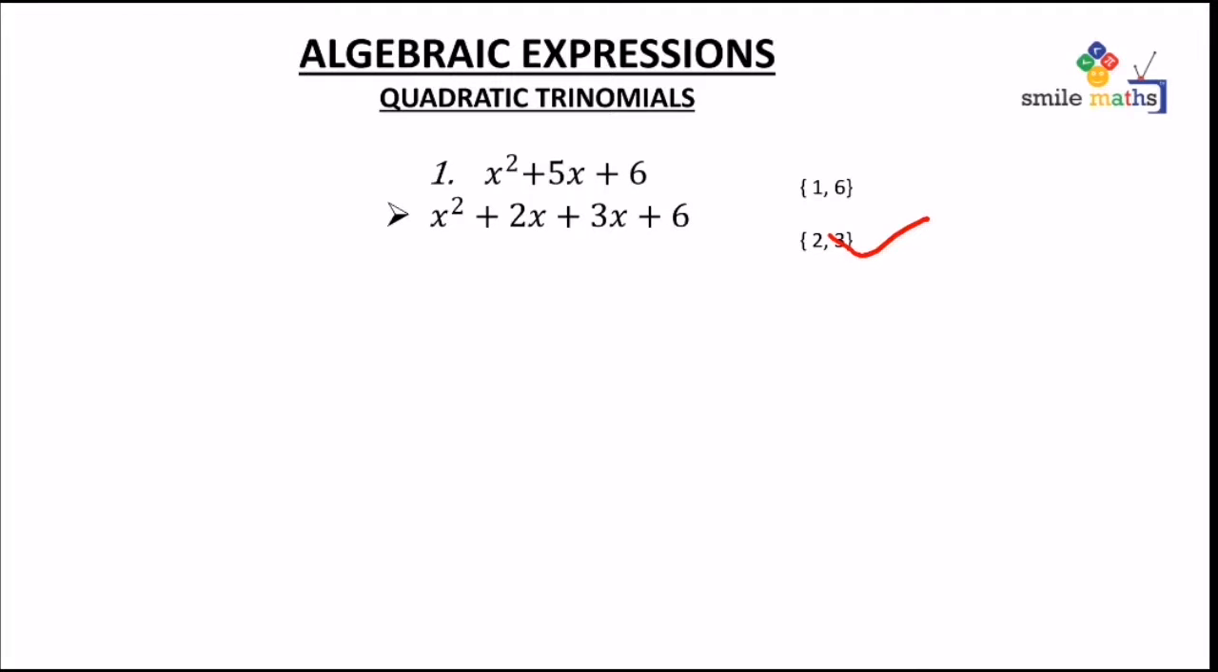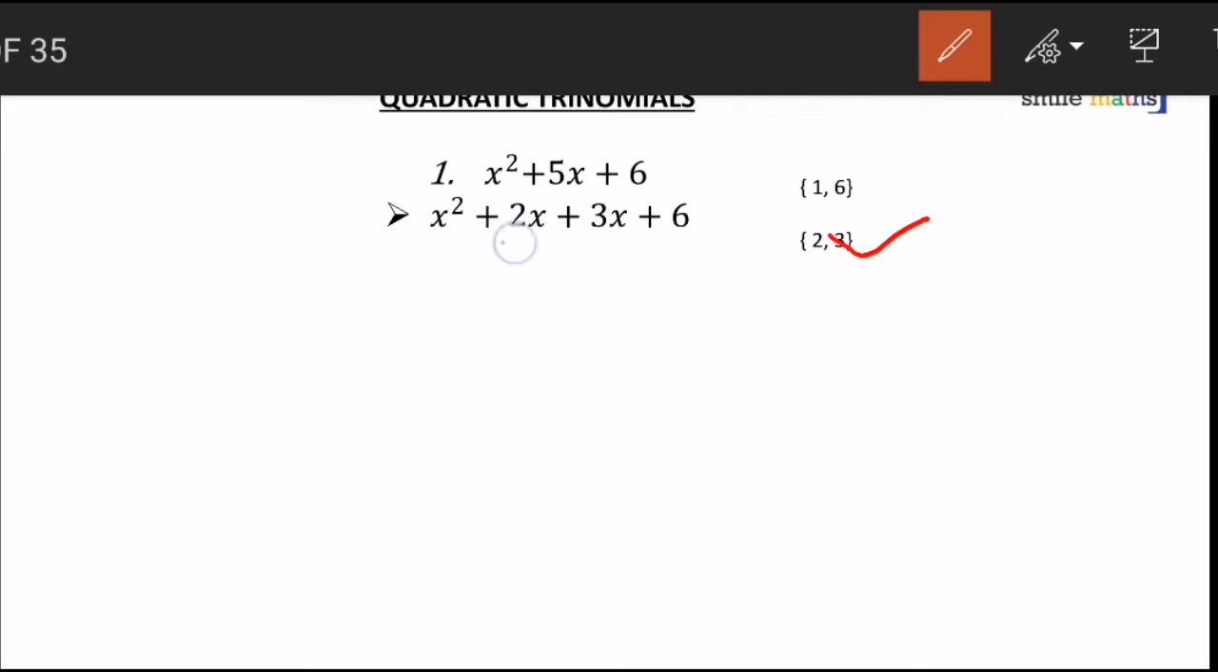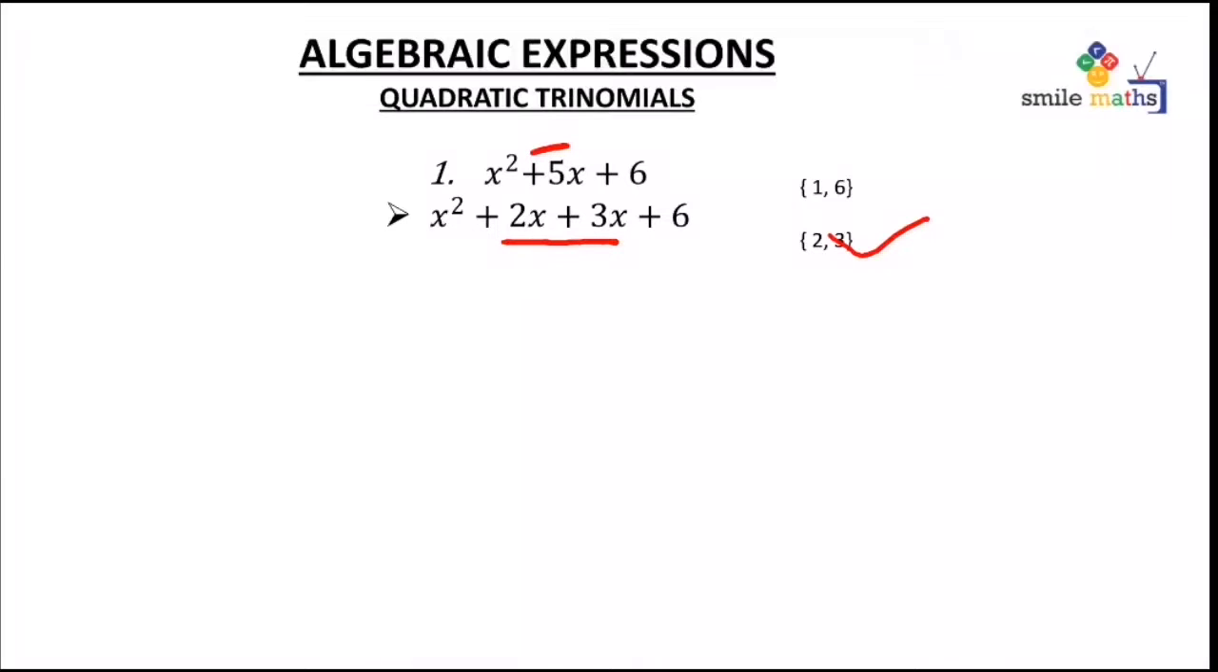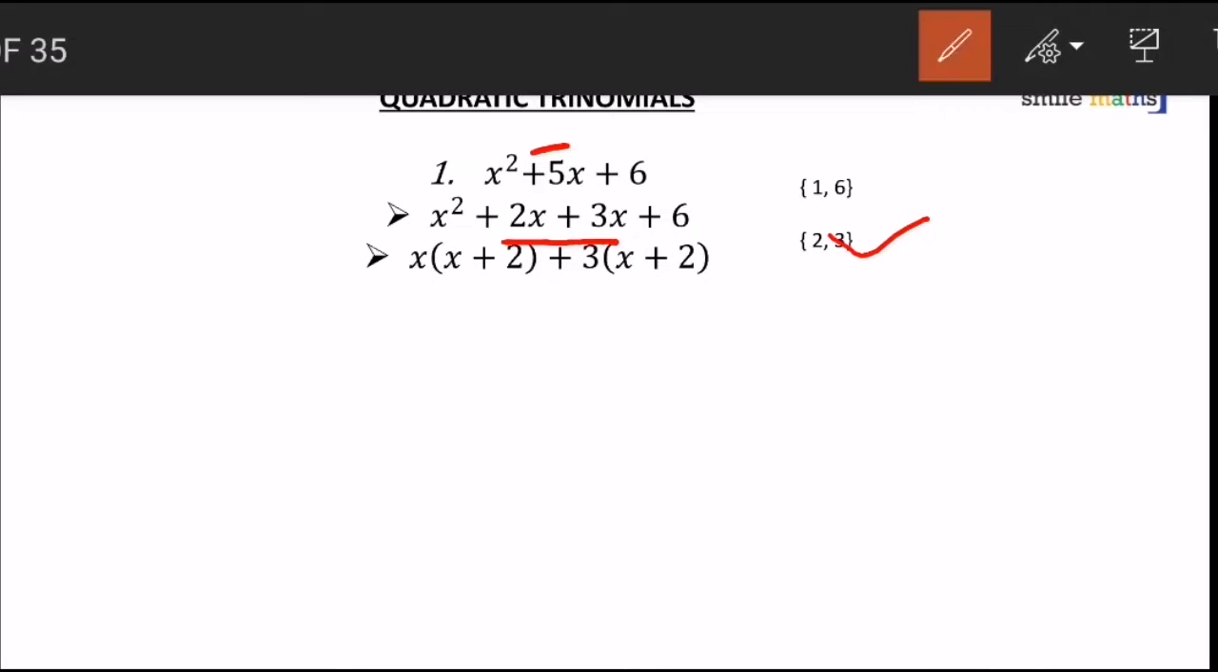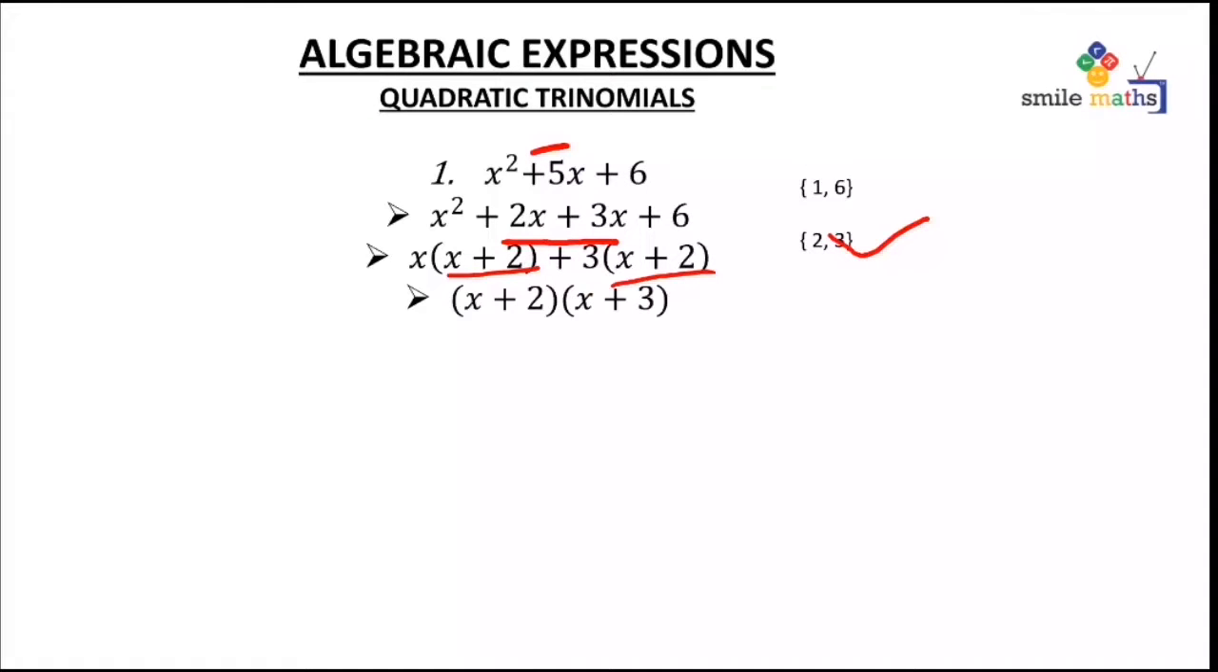And the 2 and 3 we are choosing is going to split our b, which is 5x. This gives us x squared plus 2x plus 3x plus 6. In other words, when you do 2x plus 3x, it's going to give you 5x. Factorizing them, we have x out, then x plus 2 inside, then plus 3 out, x plus 2 inside. Like always, you can see that the brackets are the same. So we pick one of the brackets, then also write the coefficients of the brackets.